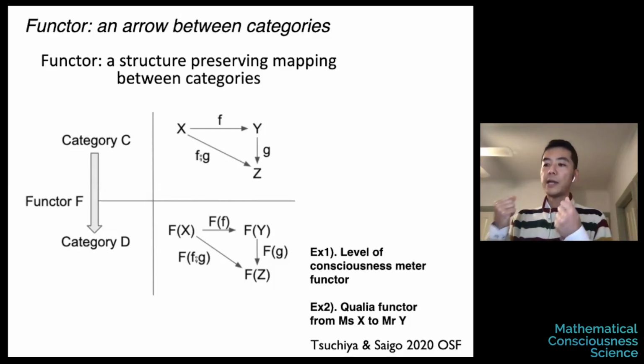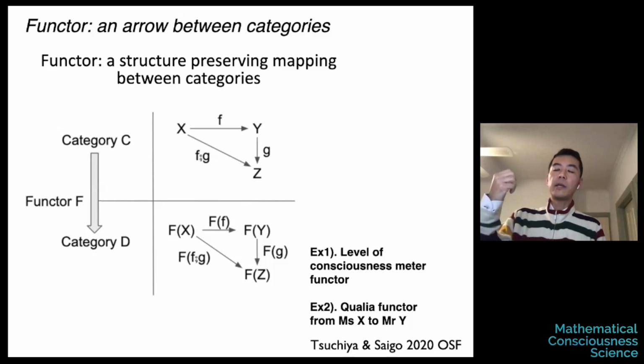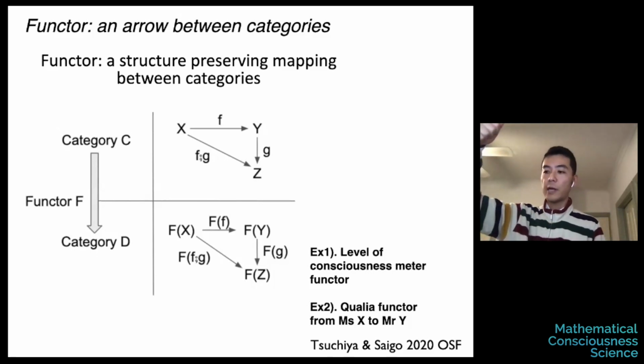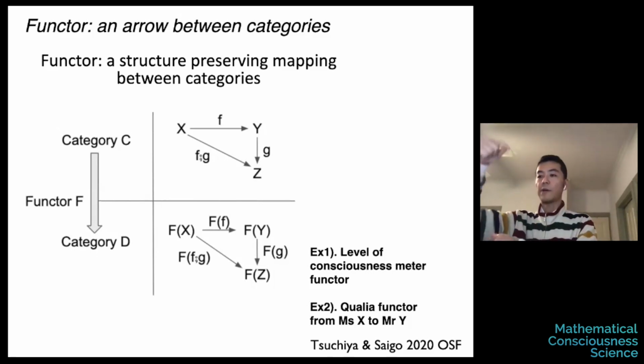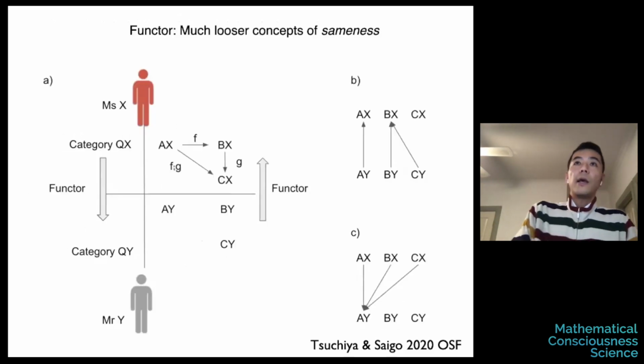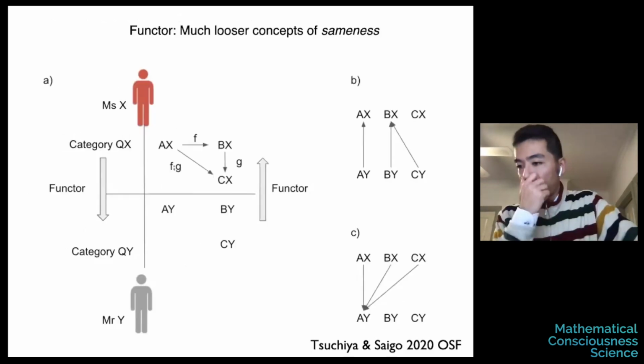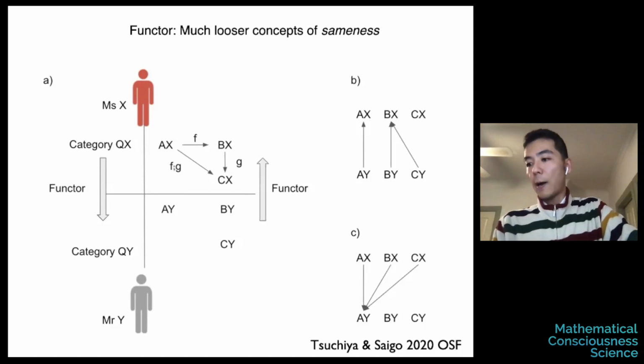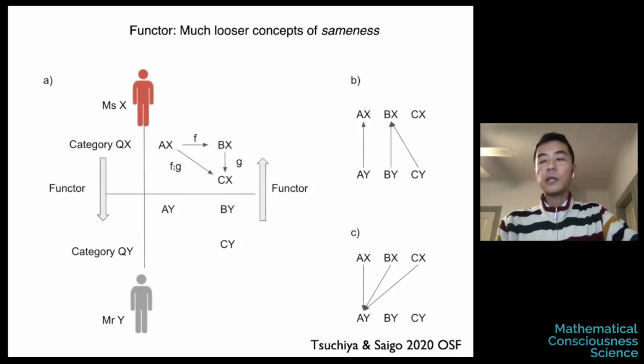So our idea is, in a sense, linking the category of the qualia to the category of the information through the functor in both ways. And if we can do that, then that's already great, but that's still far right now.